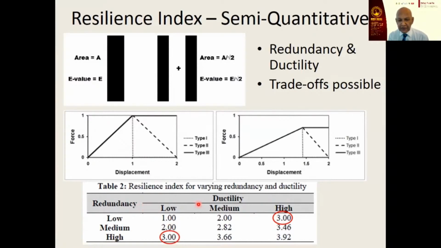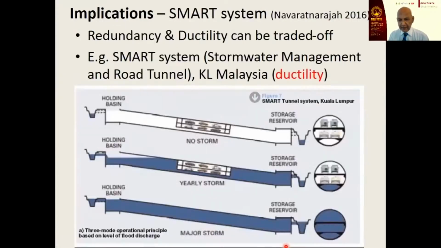So this is a trade-off between redundancy and ductility. We can see that even though the redundancy is low, you can have high energy absorbing capacities if the ductility is high, and vice versa here. Low ductility, high redundancy also means that you can have high energy absorption. If you have both, of course, you have very high energy absorption capacity, right?